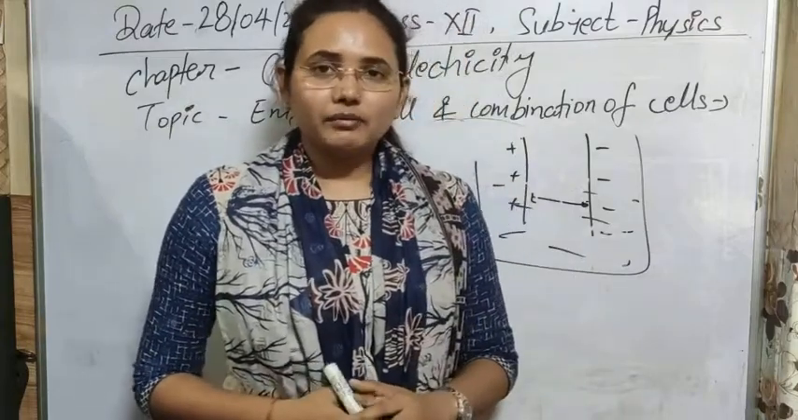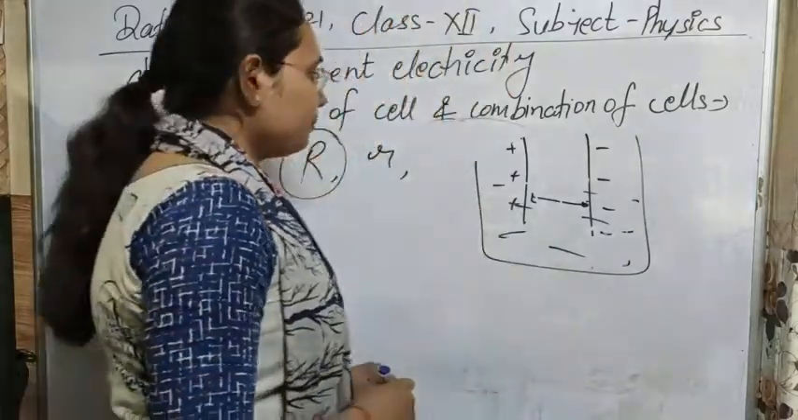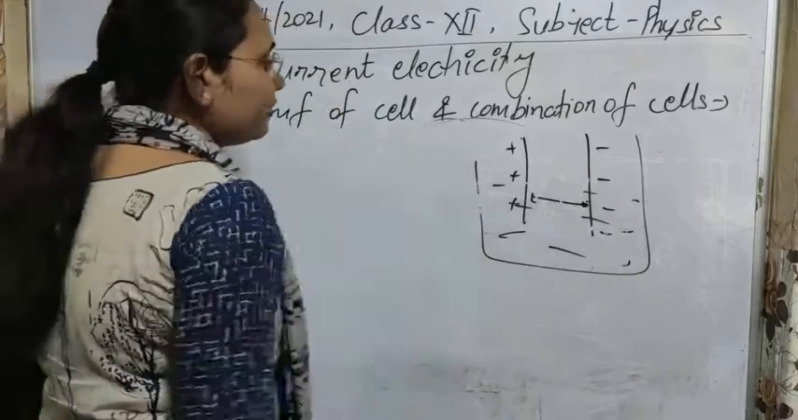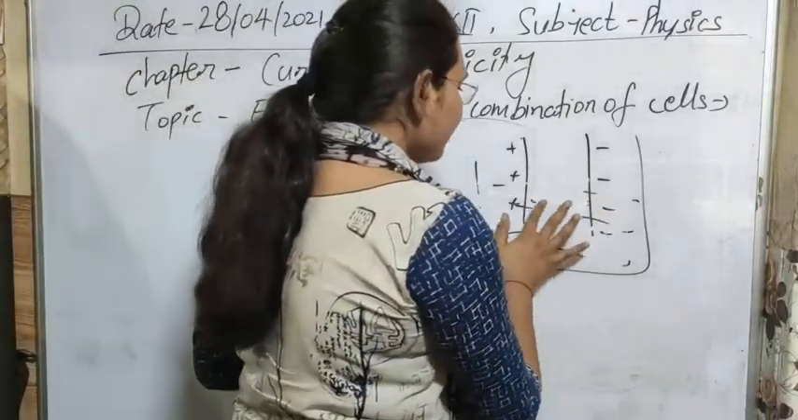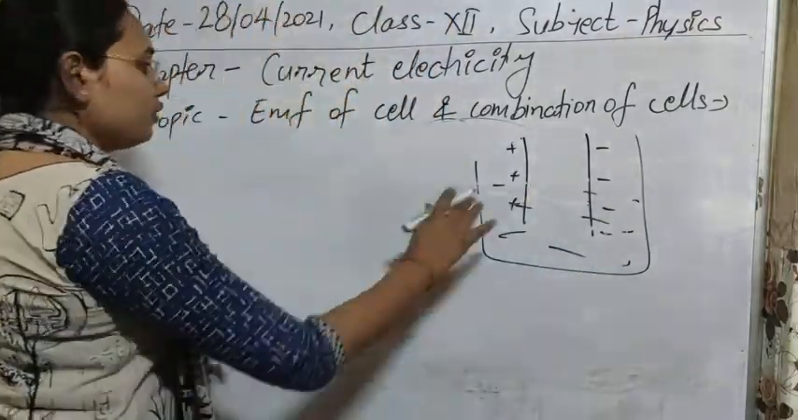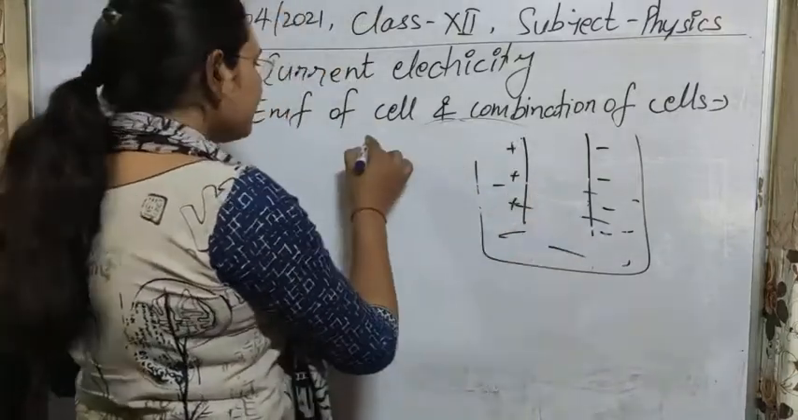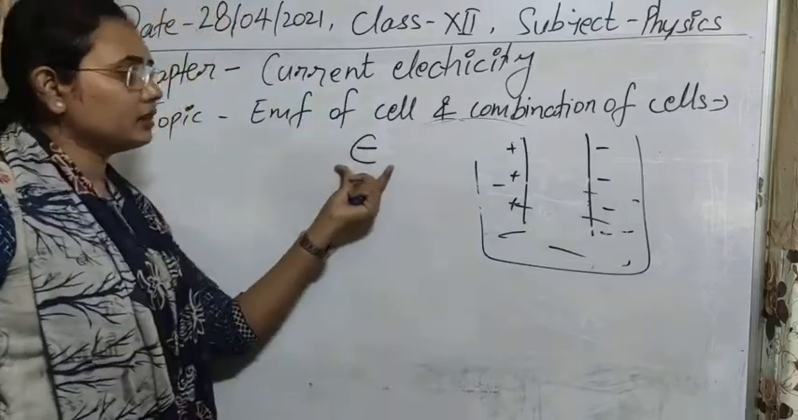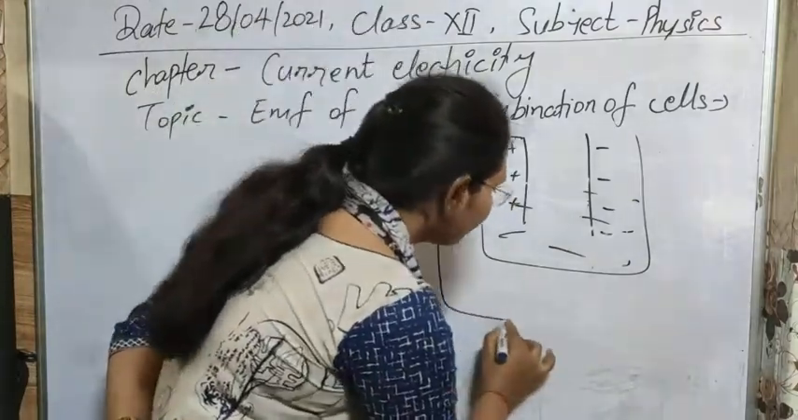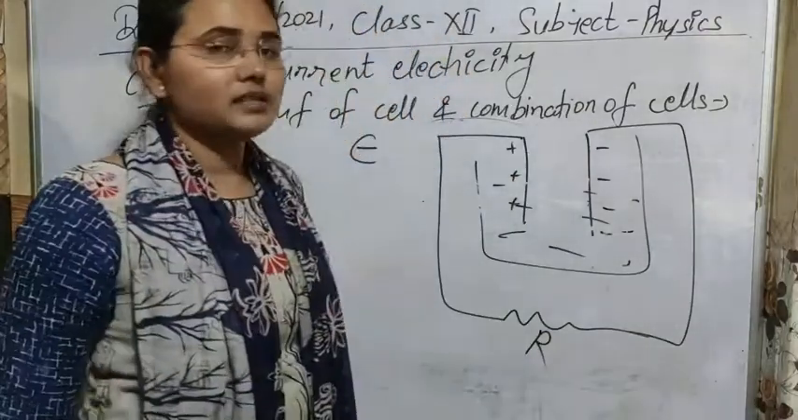Now the next thing that we have to discuss here is terminal potential. So what is terminal potential? First, suppose we have not connected this cell to any external circuit. At that time, no current is flowing through it, and the potential of the cell is equal to its EMF. Suppose EMF we have denoted by epsilon. Now we are connecting this cell to some external agency, and it has some resistance R.